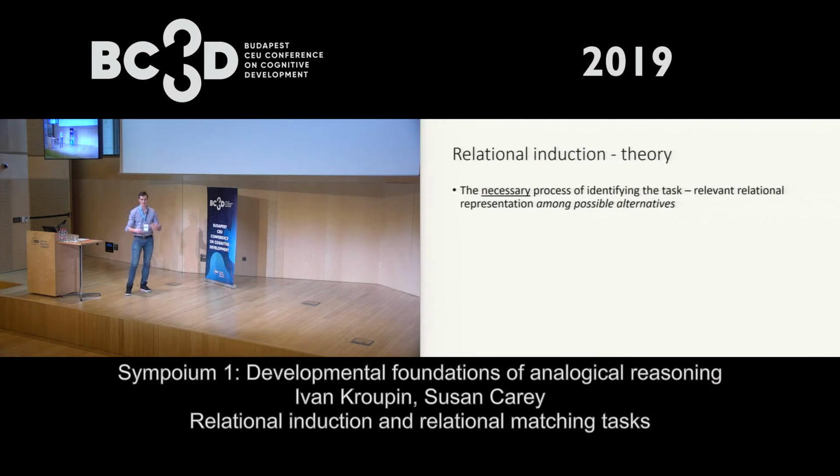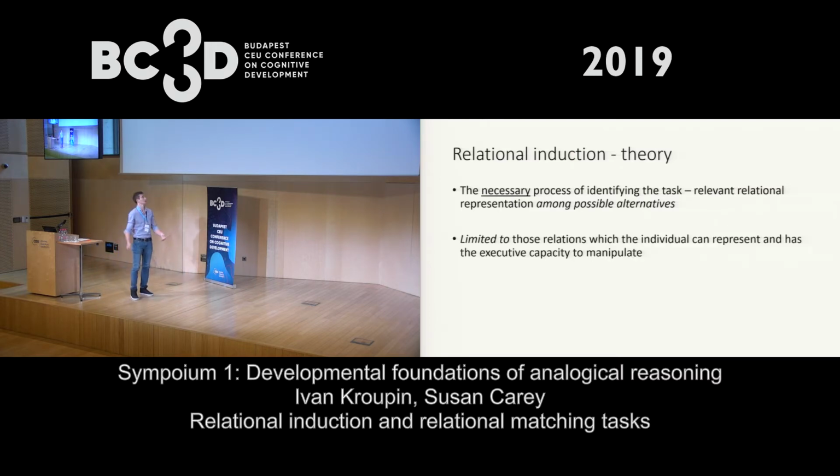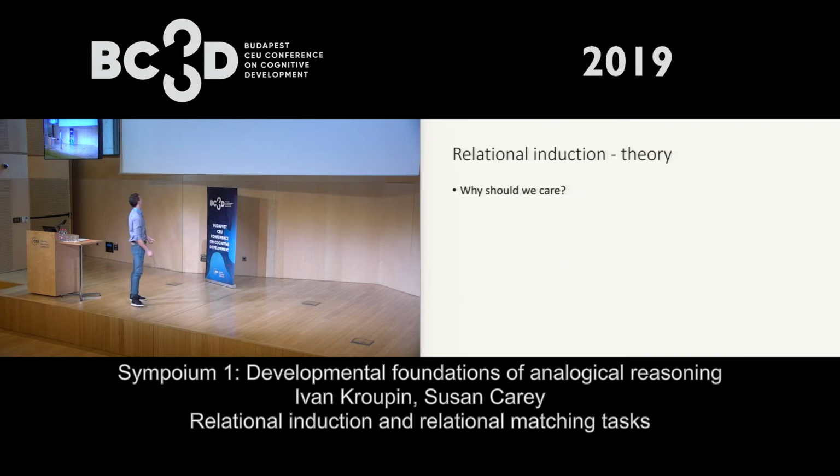Okay, so this capacity, this ability to find within this field of possibilities the relational representation that's necessary to succeed on the task at hand, I want to refer to that capacity as relational induction, right? So relational induction, I want to describe as the necessary process of identifying the task-relevant relational representation among possible alternatives, right? So, of course, these possible alternatives are limited to the things we can represent, but not determined by them.